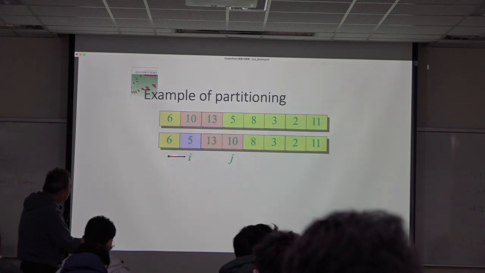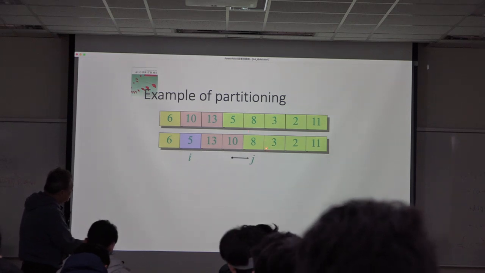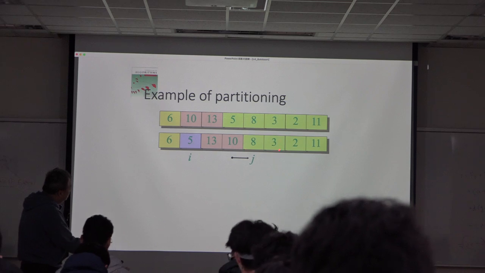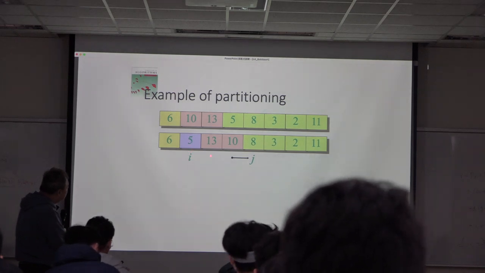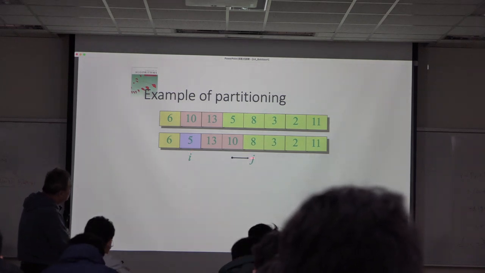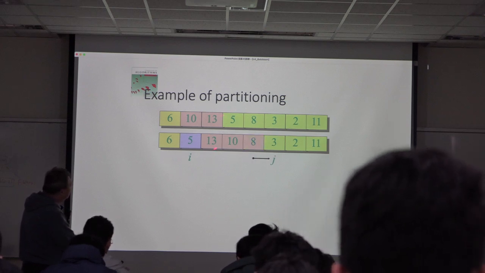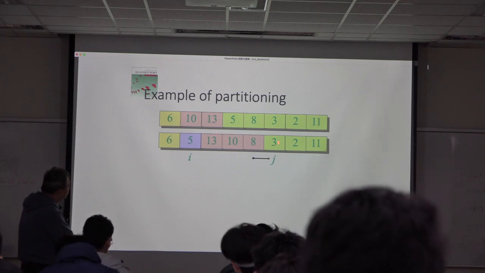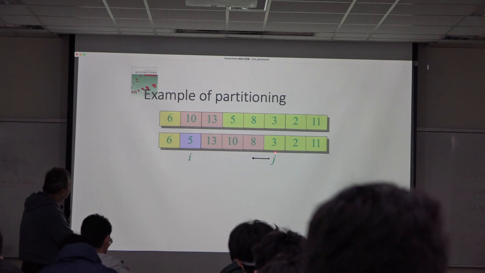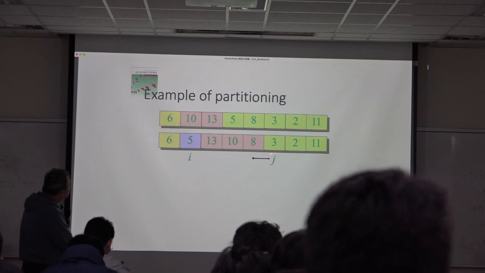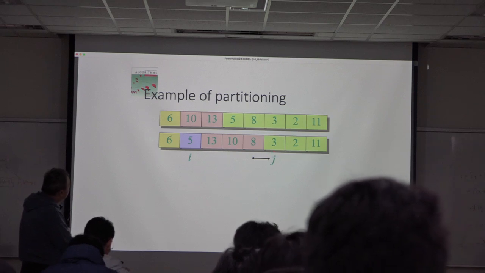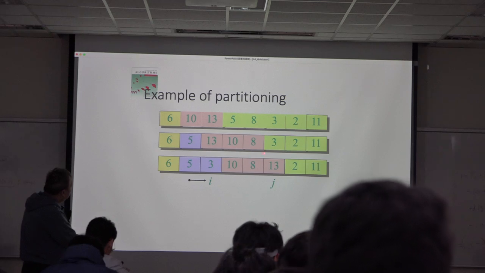Again, J moves to the next position. 8 is greater than the pivot 6, so nothing needs to be done. The next position is 3. 3 is smaller than 6, so we move I one position to the right and exchange 13 and 3. So that's the result: 13 is placed here, 3 is here. Wait a moment, we need to exchange. So we exchange 3 with 13, so it becomes here.